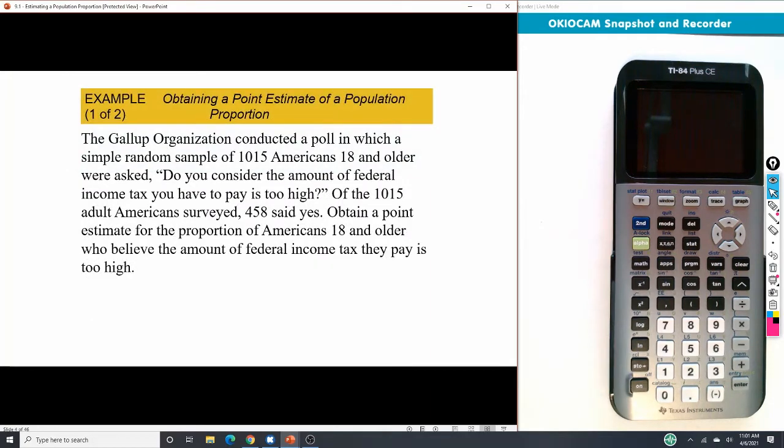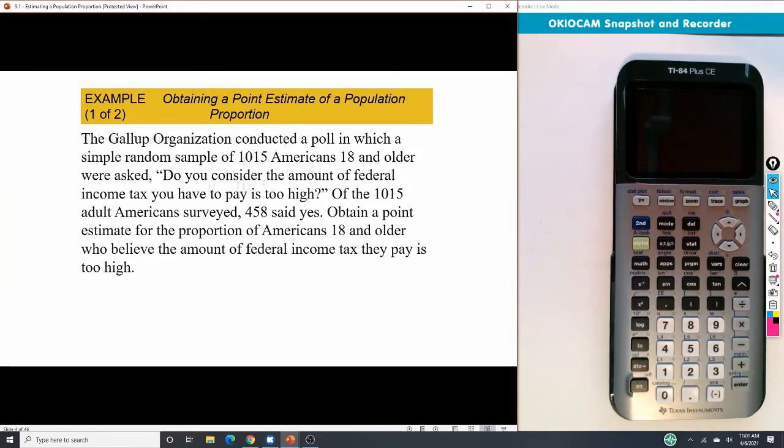All right, so for instance, here we have this organization, the Gallup. They conducted a poll. They had a sample of 1,015 Americans 18 or older. They asked about the income tax, and then 458 said yes out of those people. So our numbers there, 458 said yes out of the 1,015.